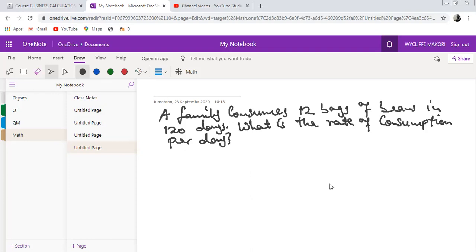That is all about the rate. I hope you are able to understand how it is done. Do you have any question? You are comfortable? Okay.